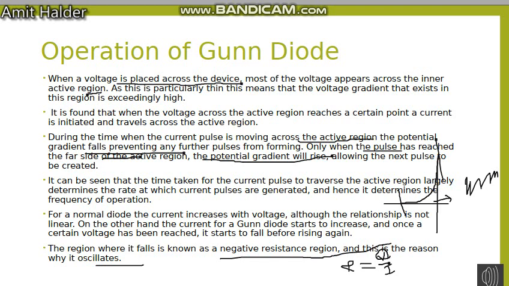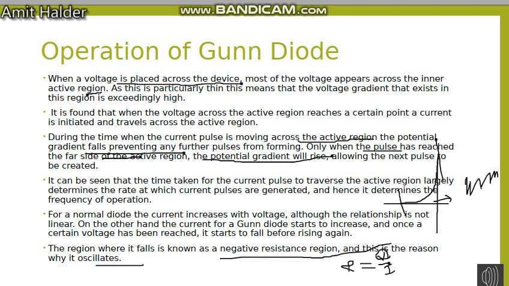During the time when the current pulse is moving across the active region, the potential gradient falls, preventing any further pulses from forming. Only when the pulse has reached the far side of the active region, the potential gradient will rise, allowing the next pulse to be created. It can be seen that the time taken for the current pulse to traverse the active region largely determines the rate at which current pulses are generated, and hence it determines the frequency of operation.